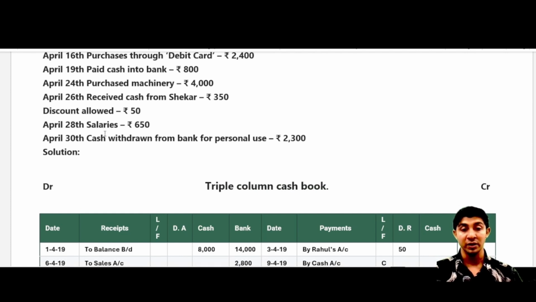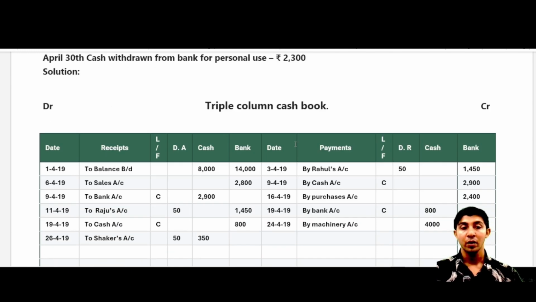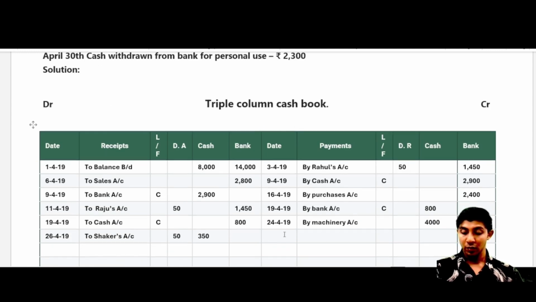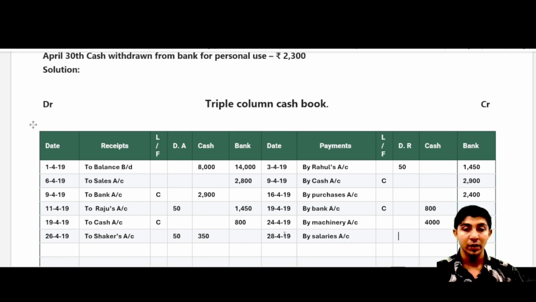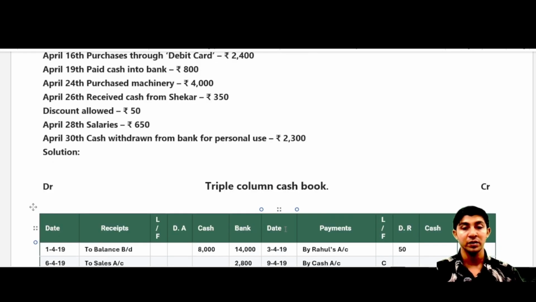Now let us move towards the next transaction, that is on 28th, salaries. This is our expenditure. As an organization we pay the salary, so money goes out. Come towards the payment side and record 28th of April 2019. Here we need to write by salaries account. What is the amount? The amount is rupees 650.